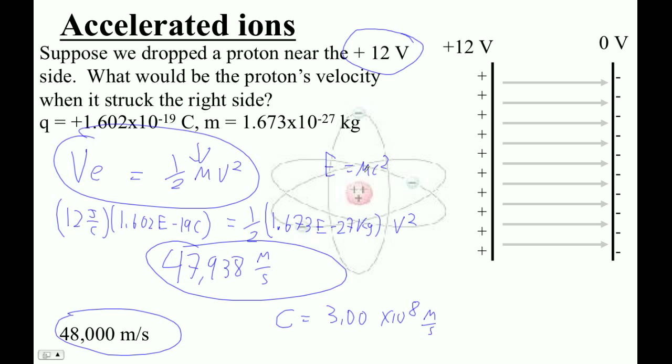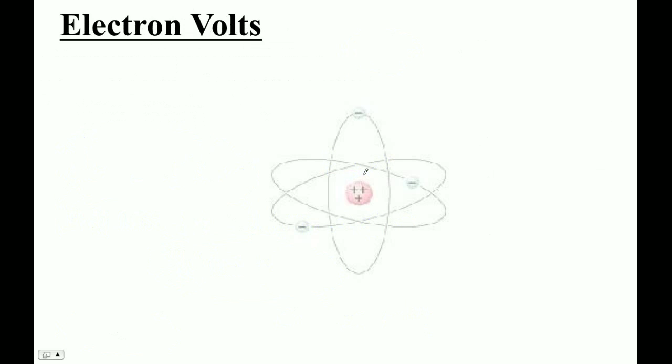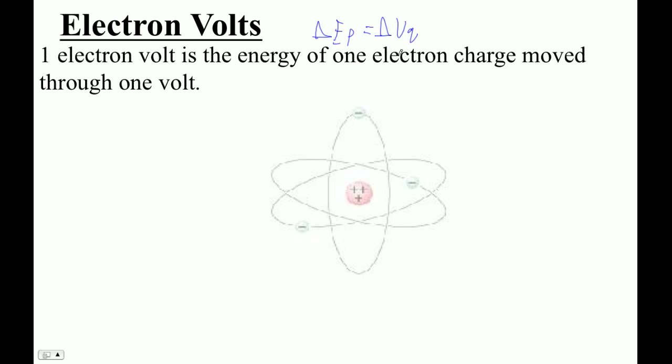So the next thing I want to talk about is something called an electron volt, which is actually a unit of energy. If you recall, change in potential energy is just change in voltage times charge, right? So voltage times charge is electron energy, right? So an electron volt is defined as the energy of one electron charge moved through 1 volt. Now, if I move a proton through 12 volts, it would have 12 electron volts of energy. And if I moved a proton through 100 volts, it would have 100 electron volts of energy.